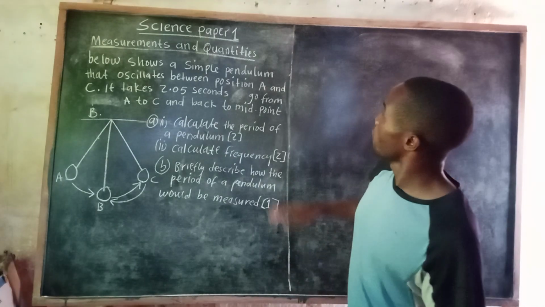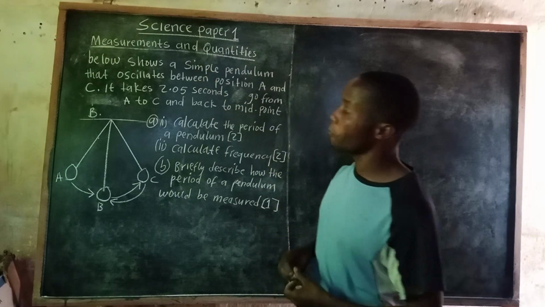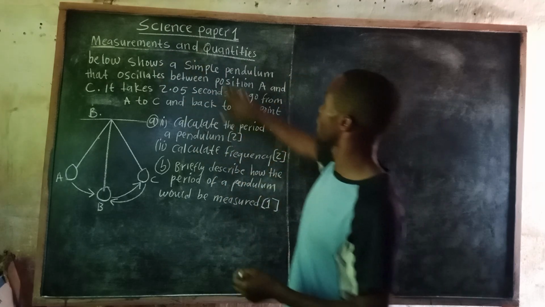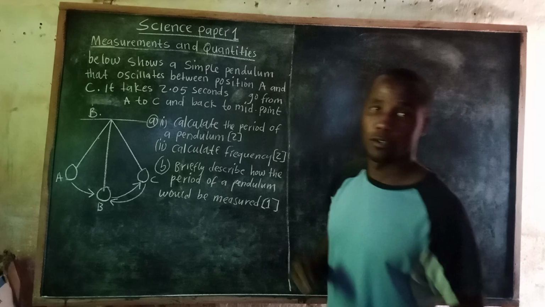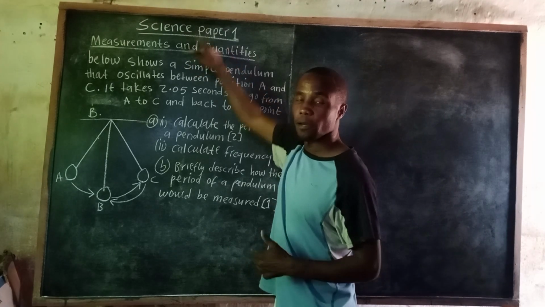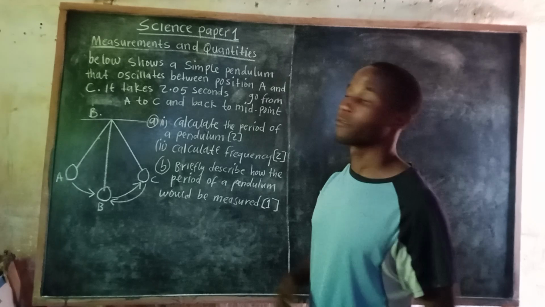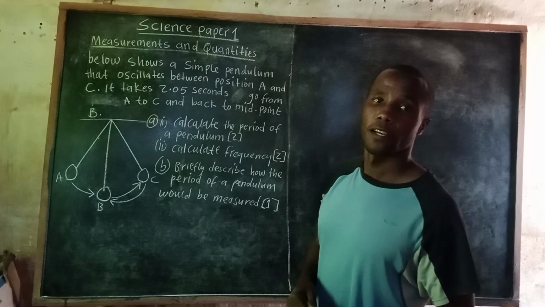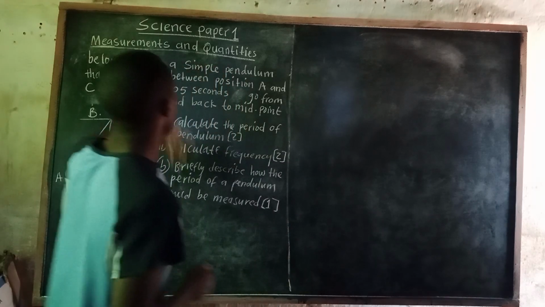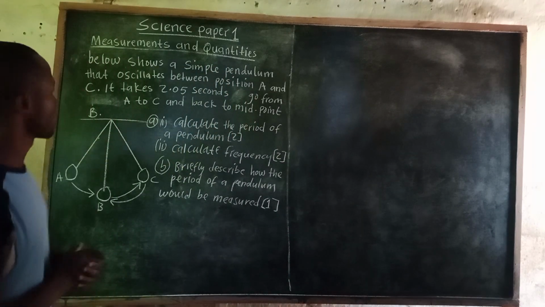Today's lesson, as you can see on the chalkboard, we are going to look at measurements and quantities, the questions that come under this topic. This is science paper 1, because paper 1 is always physics. Quickly let me run you through the question and see how best we can handle this particular examination question.